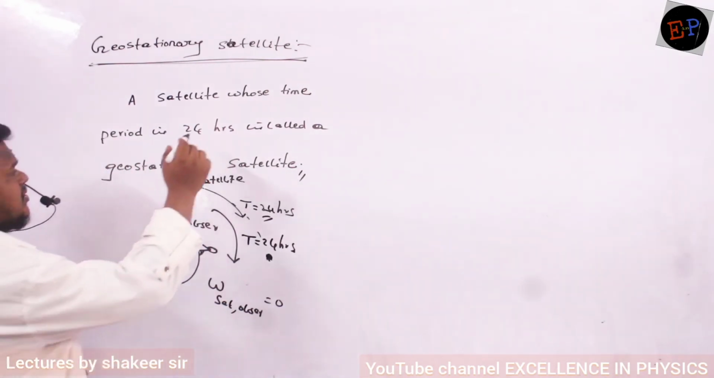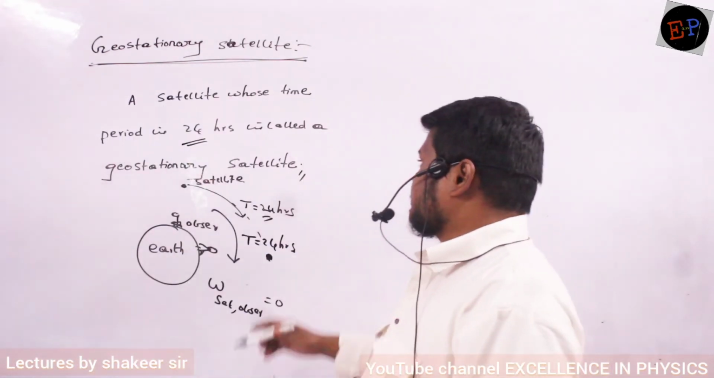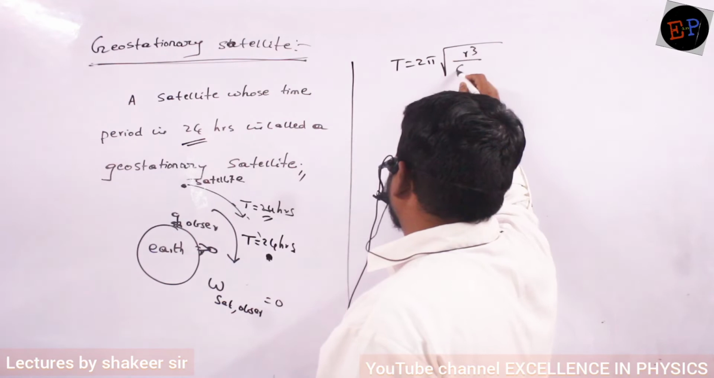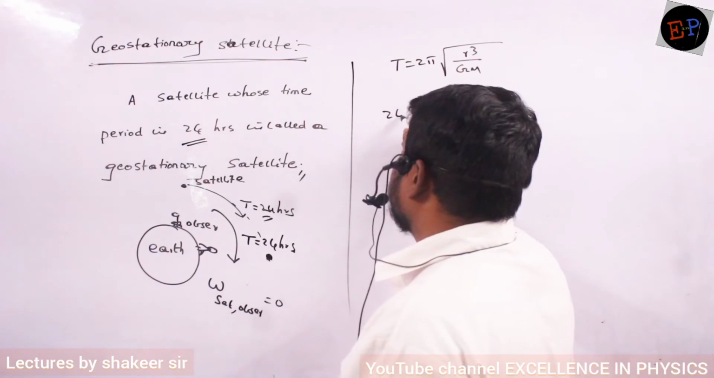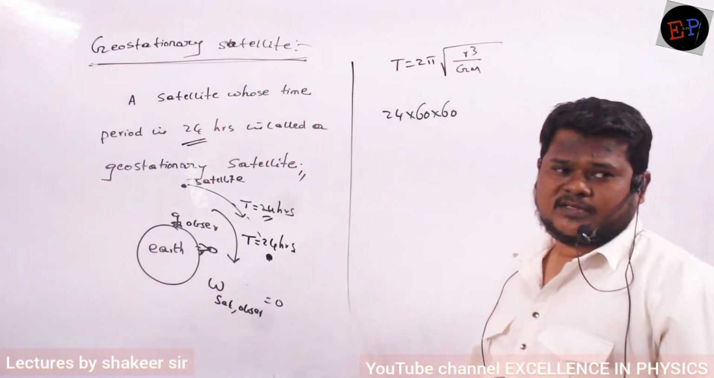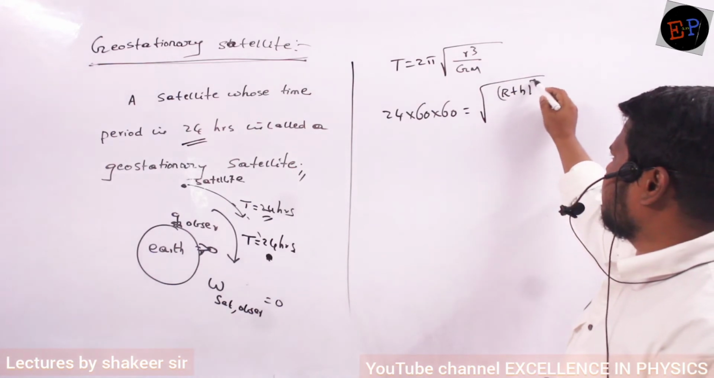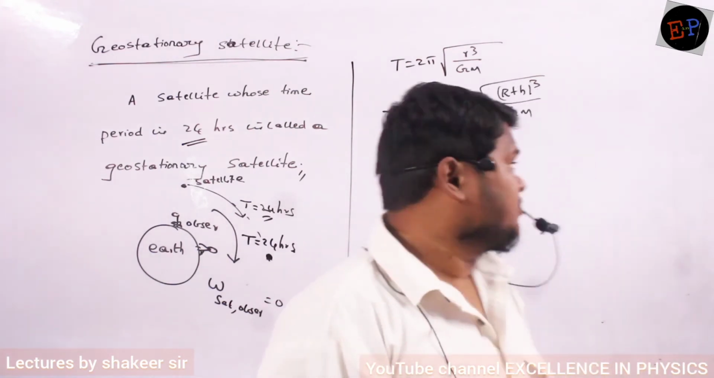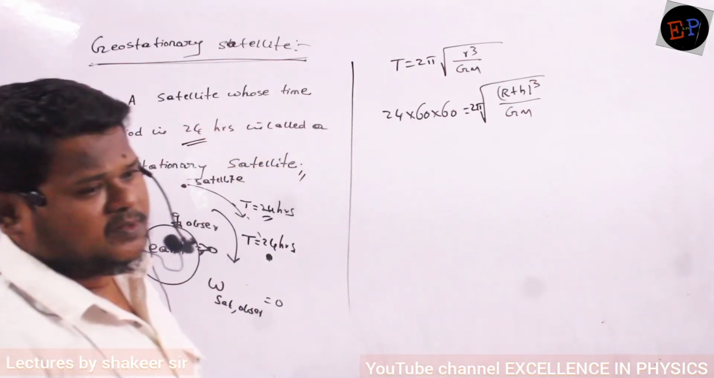So what will be its time period? The time period will be 24 hours because Earth has a time period of 24 hours. And what is the equation of time period we have written? T equals 2 pi into square root of r cubed divided by GM. So the time period is 24 hours; an hour is 60 minutes, a minute is 60 seconds. So this equals 2 pi into square root of (R plus h) whole cubed divided by GM.